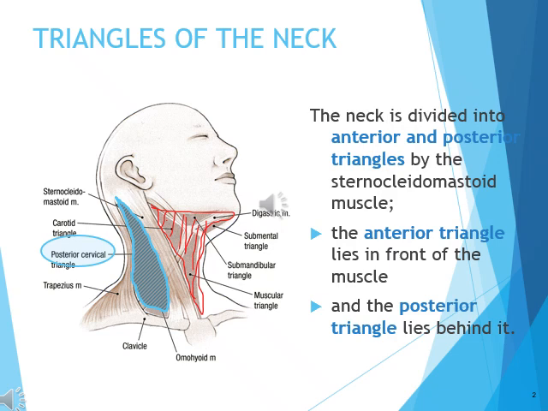So remember this, it's divided by the sternocleidomastoid muscle. The anterior triangle, which lies in front of it, and the posterior triangle, which lies behind. Each of these contains vital structures and is further subdivided into smaller triangles that we'll explore in detail.